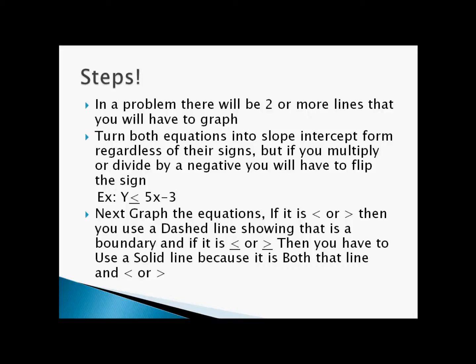It's not hard. So first, I just want to tell you, in a problem, there will be two or more lines that you will have to graph. So, yeah, that's self-explanatory. Next, you have to turn both equations into slope-intercept form regardless of their signs. But if you multiply or divide by a negative, you will have to flip the sign.